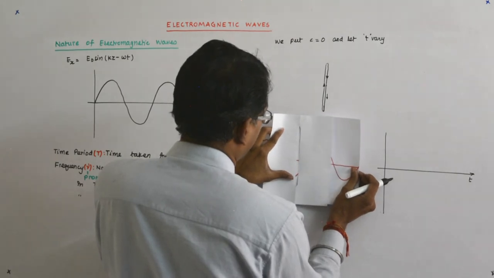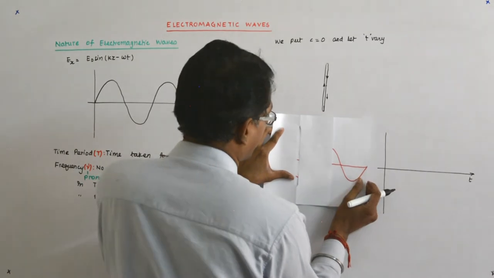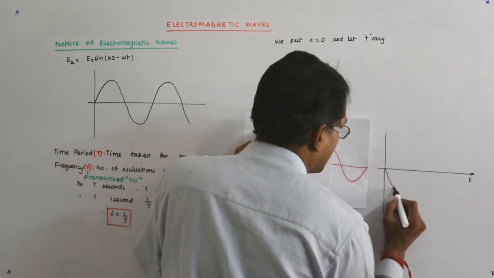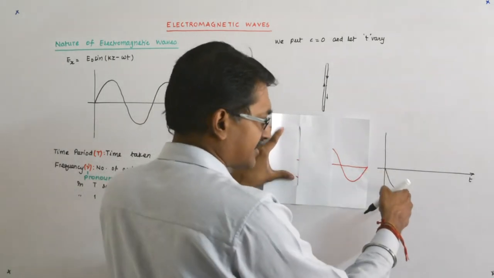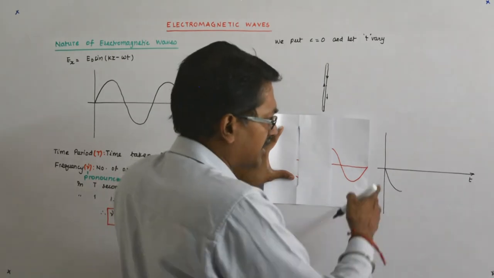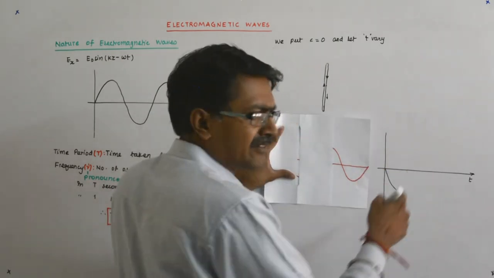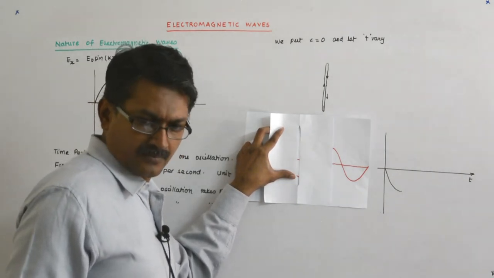So it starts becoming negative, is it not? It starts becoming negative, reaches a peak. Why has it become curved? Because all the while when this was changing position here, the time was moving. You cannot freeze time. Okay?